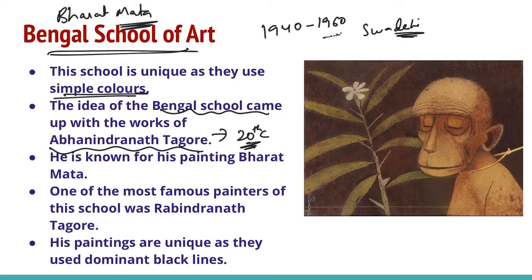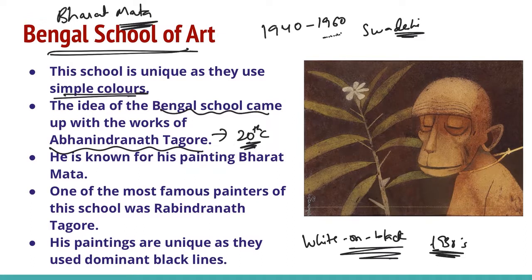The other notable painter of this school is Nandalal Bose, whose work led to further development of modern Indian art. Nandalal Bose was associated with Shantiniketan. He is known for the white on black Gandhi sketch, which became iconic during the 1930s. He was also entrusted with the task of illuminating the original document of the Constitution of India.